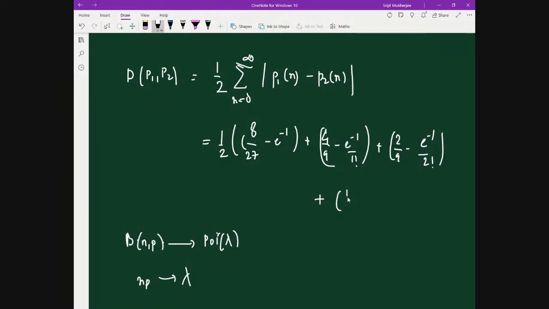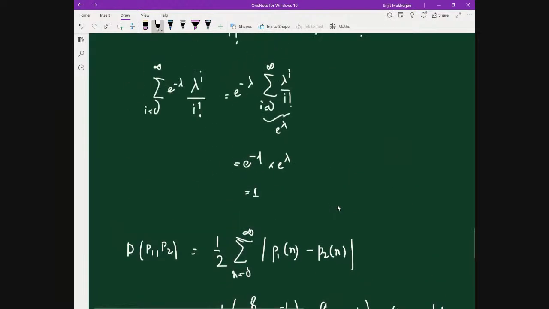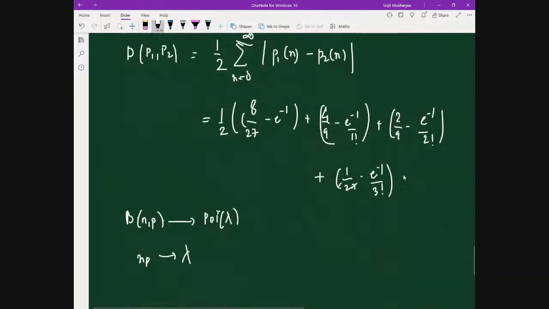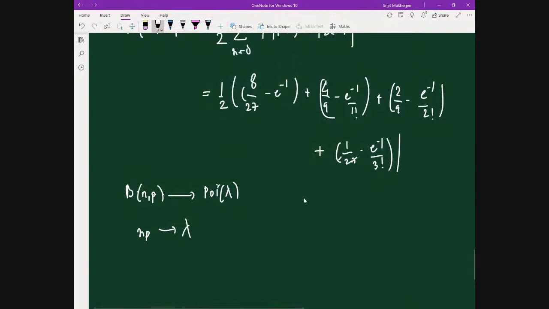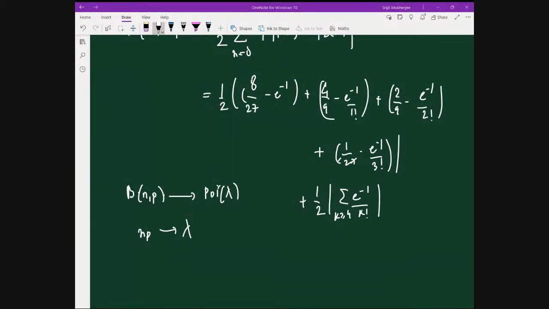So next here we got 1/27 minus e to the power minus 1 by 3 factorial. And the rest of the part is plus half into the summation of e to the power minus 1 by k factorial, k greater than or equal to 4. Can you calculate this stuff by hand, guys? I will give you 2-3 minutes. I'm telling you this because it will enhance your understanding of what is really happening here.